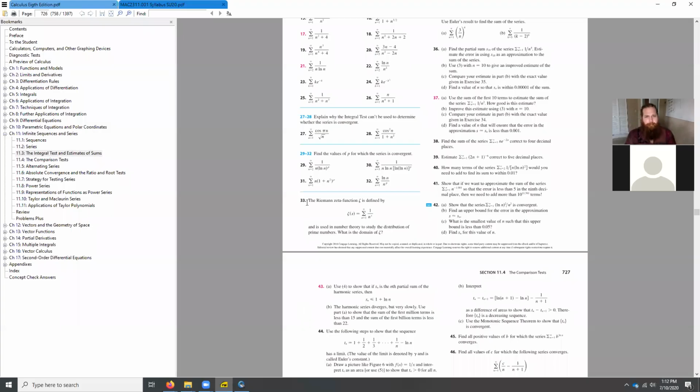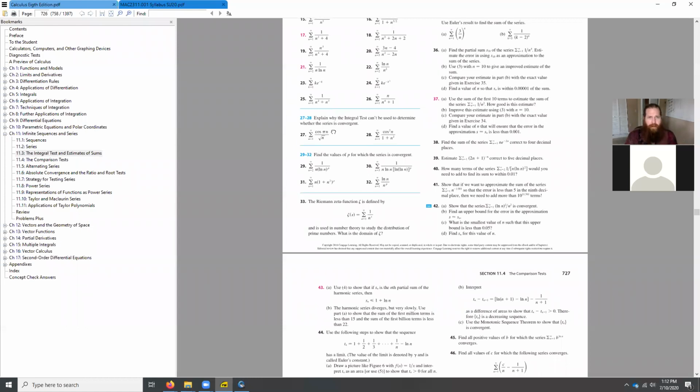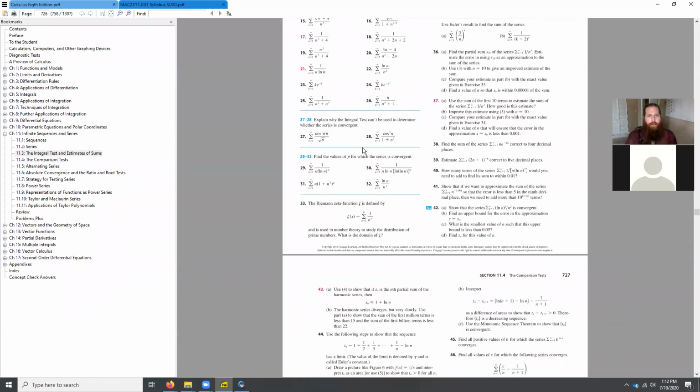For example, this guy. So numbers 27 and 28 in 11.3 in the textbook are very good. They ask you, why can't you use the integral test on these? So you could jump in and start trying to compute the integrals here, but it wouldn't tell you anything about the series because for one reason or another, the integral test is not a valid attack for these. Either the corresponding function is not positive, not continuous, or not decreasing. If any one of those things fails, then you can't use the integral test.